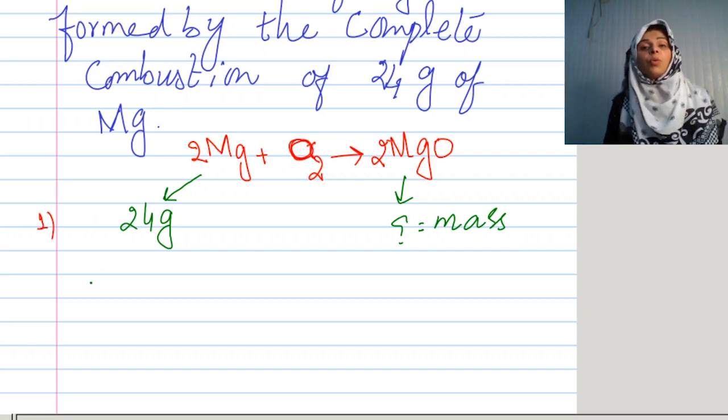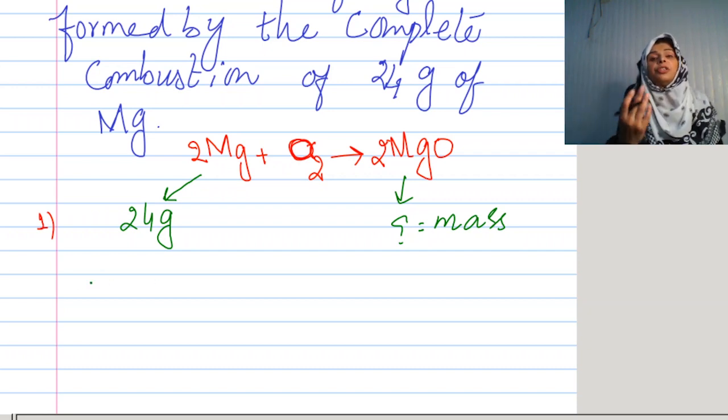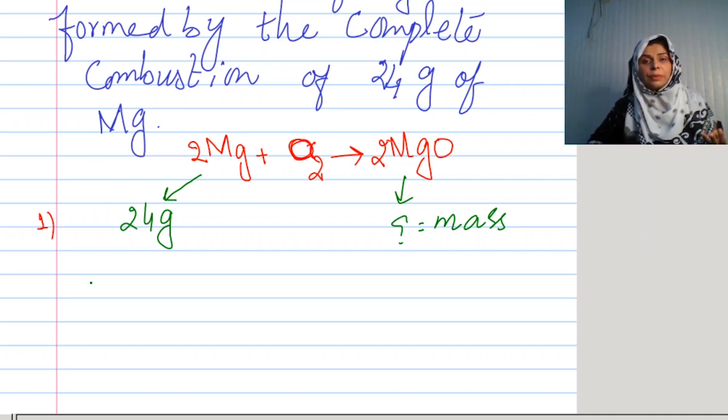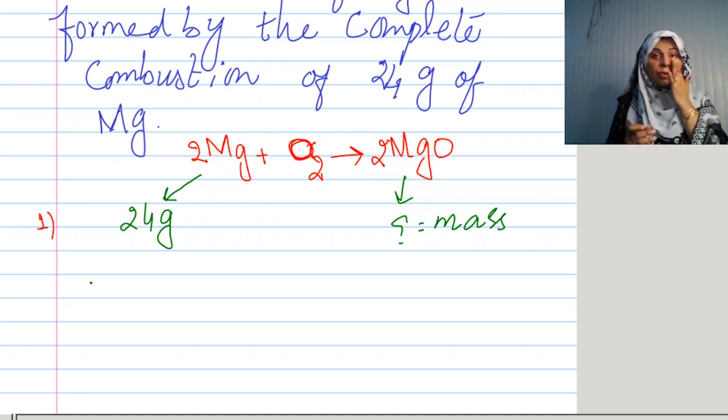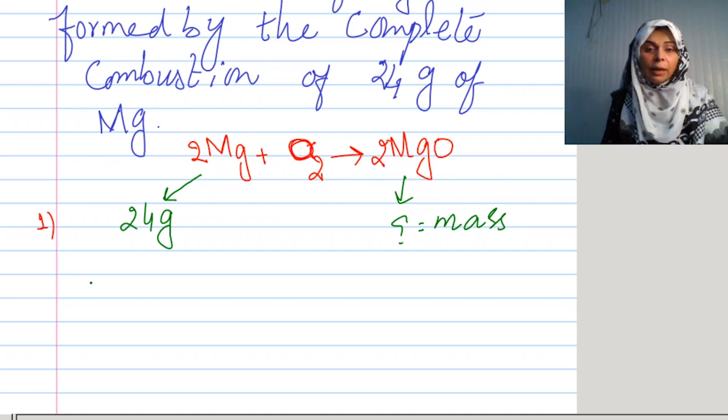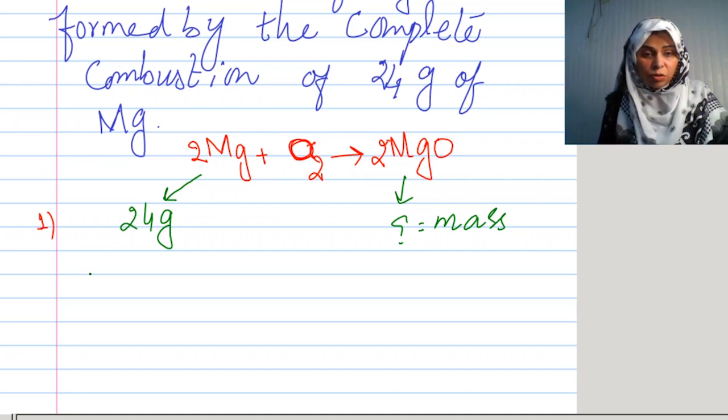So how are we going to solve these questions? We need 3 steps. We will solve this question in 3 steps. Remember, these 3 steps are always very helpful in calculating the rest of the questions as well by using equations. Okay, now in the first step we will solve the question.